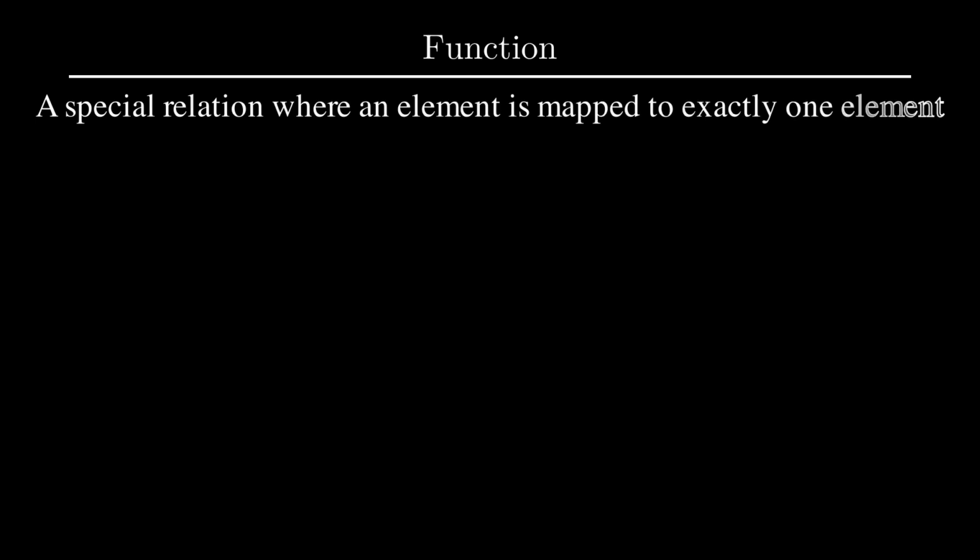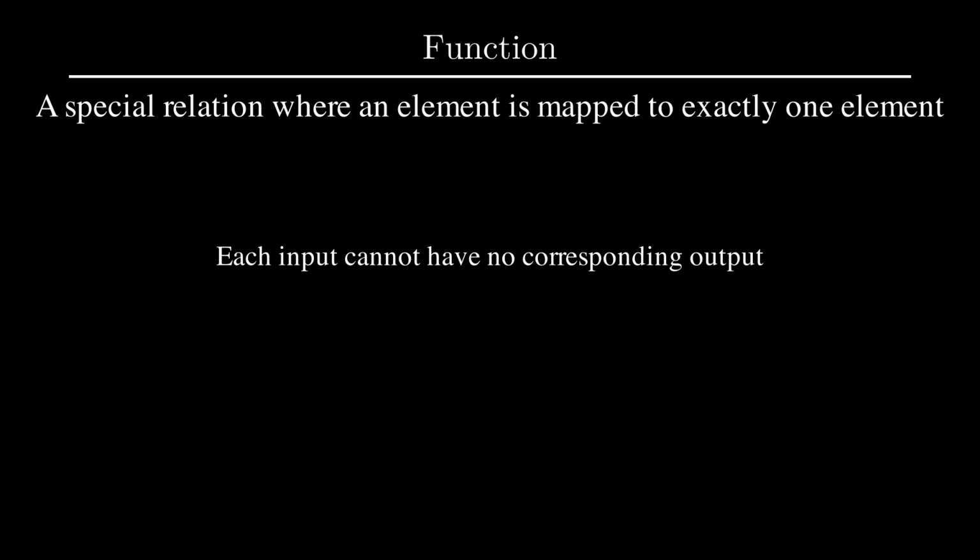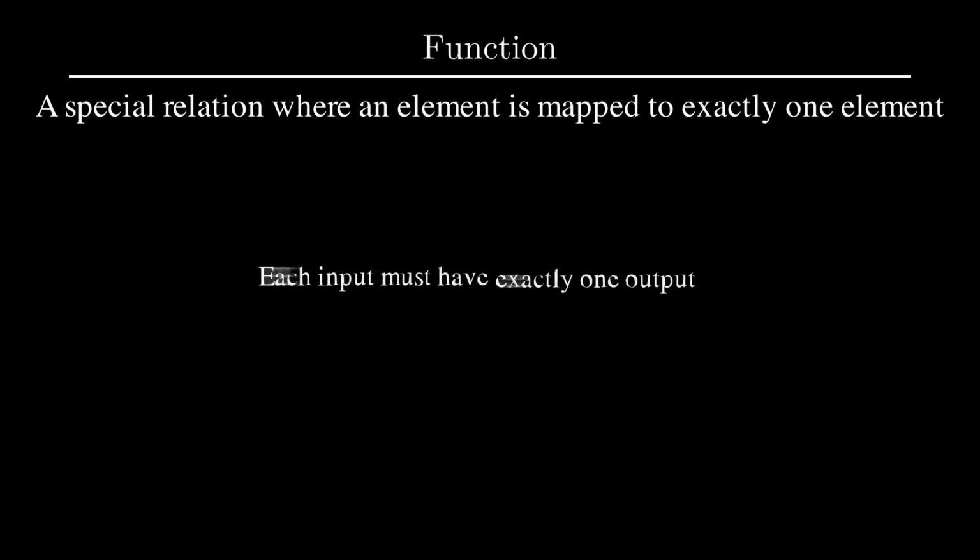A function is a special relation where an element is mapped to exactly one element. More formally, each and every input must have one and only one output. This means two things. Each input cannot have no corresponding output, and each input cannot have more than one output. In other words, each input must have exactly one output.